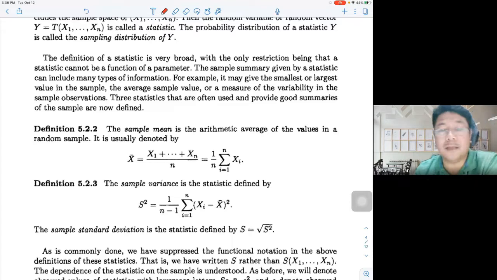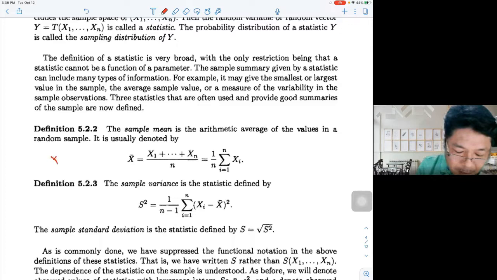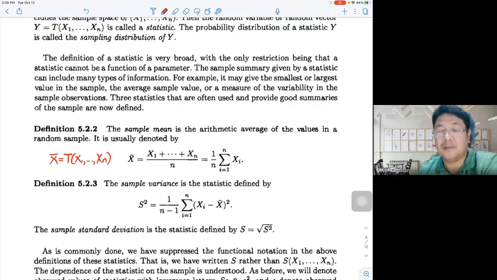So our X bar, because it's a statistic, is actually a function of our sample point. So we can express this as T of X sub 1 up to X sub n. It's a function of this random sample. Okay, so that's it. But the way we express X bar now is in terms of this formula: 1 over n times the finite summation of X sub i.